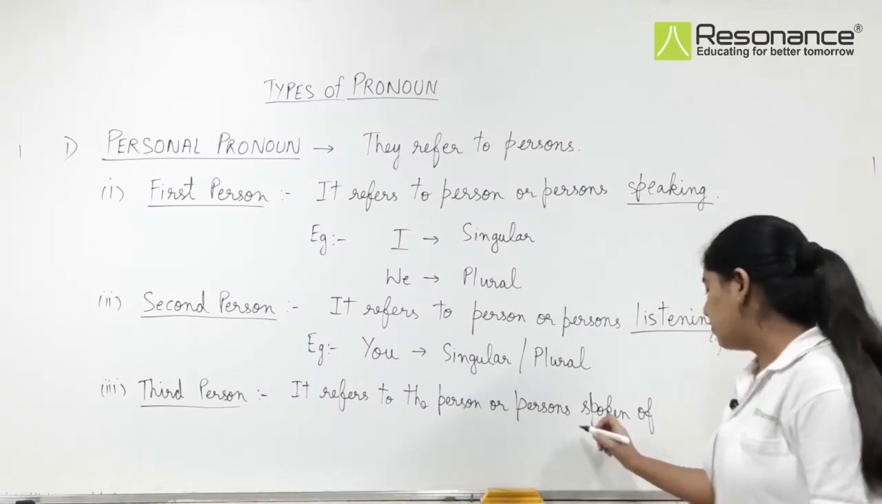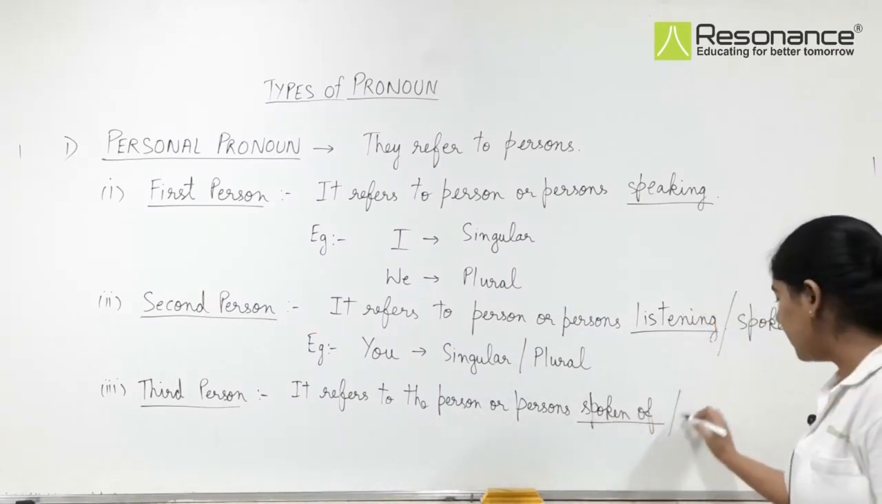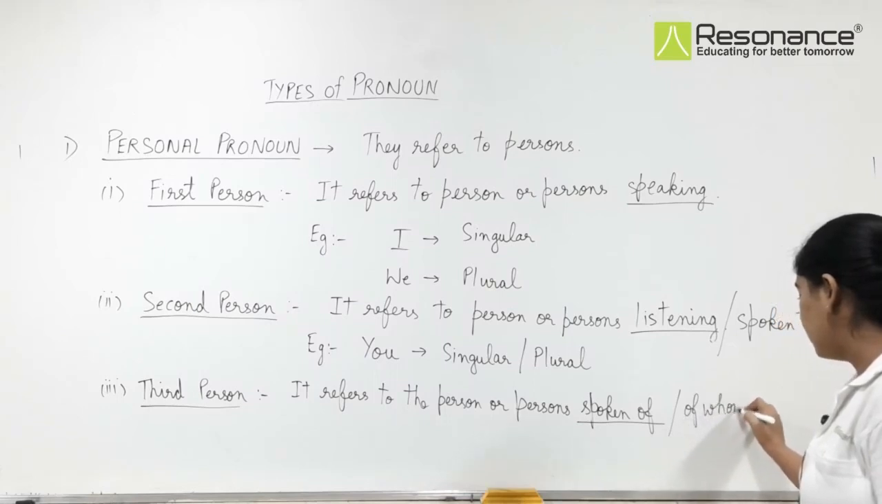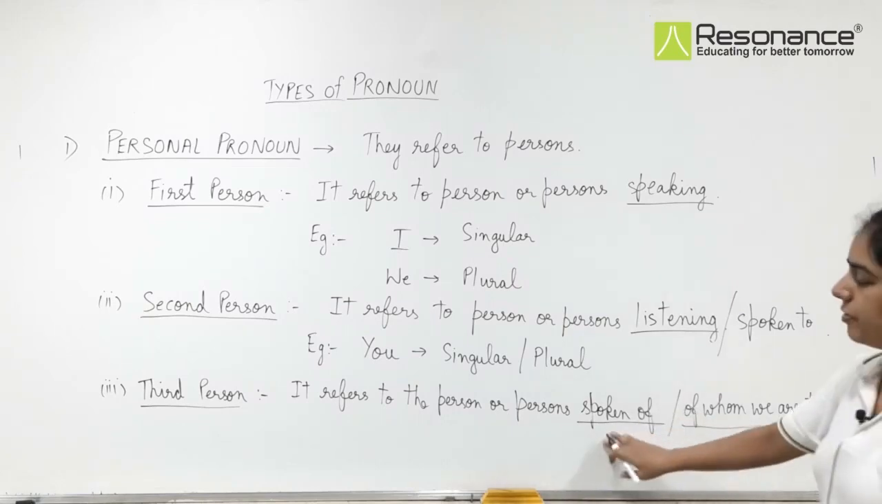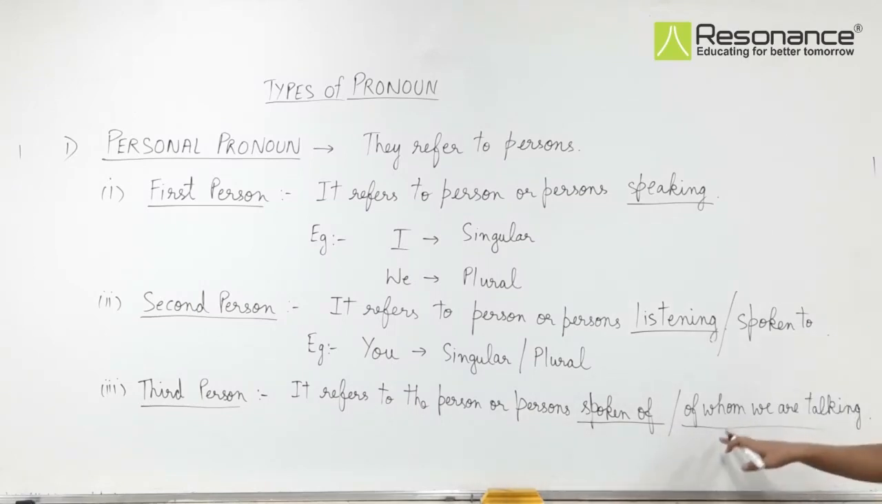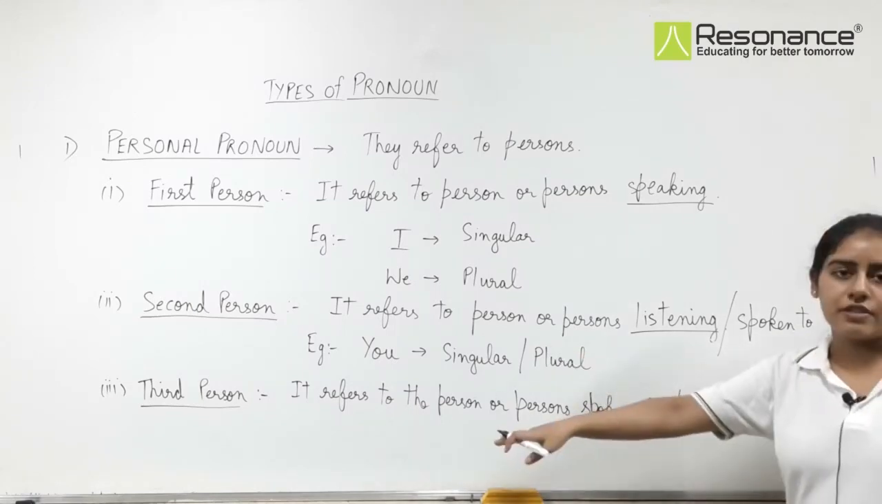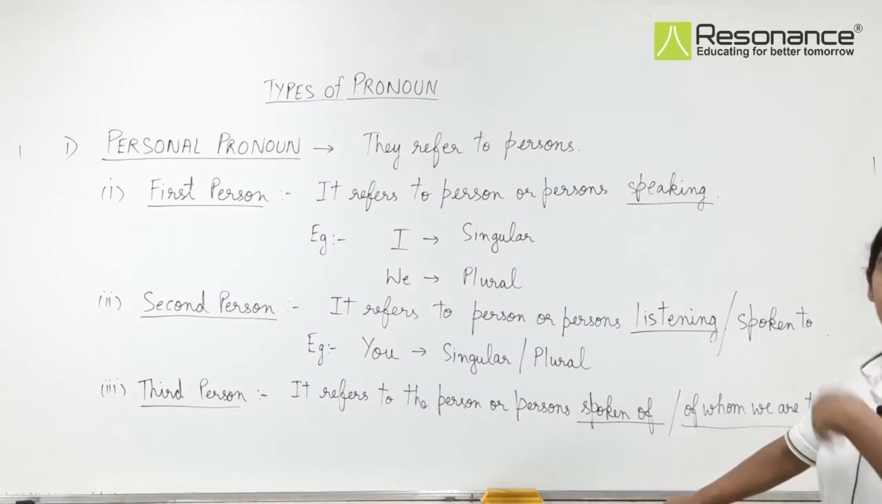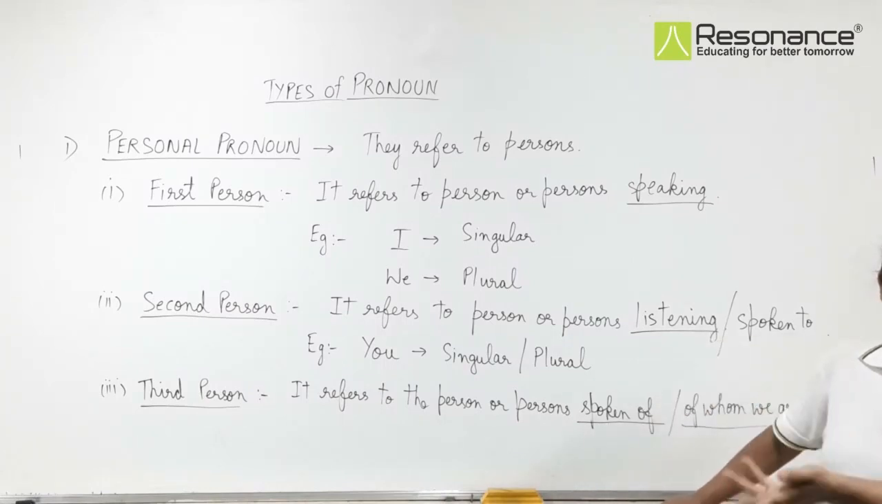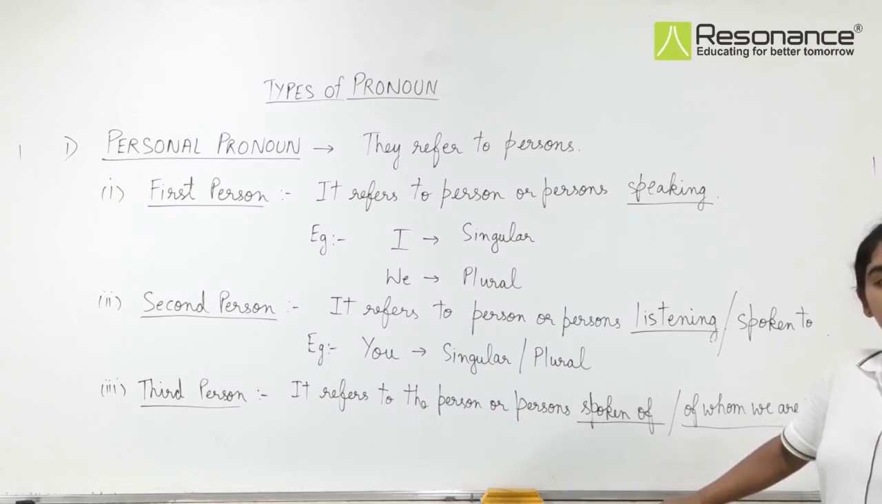And here spoken of is the key word. Spoken of means of whom we are talking. Of whom we are talking, यानी कि यहाँ पर किसकी बात हो रही है? The person spoken of, यानी कि जिस इंसान की बात हो रही है, ठीक है, उसको हम थर्ड पर्सन बोलेंगे. So like I and you, okay, that means we are talking about someone else. For example, we are talking about Prime Minister Narendra Modi, right? So who is Narendra Modi over here? Third person. What is first person? I. Who is second person? You. And third person, the person of whom we are talking, that is Narendra Modi, right?